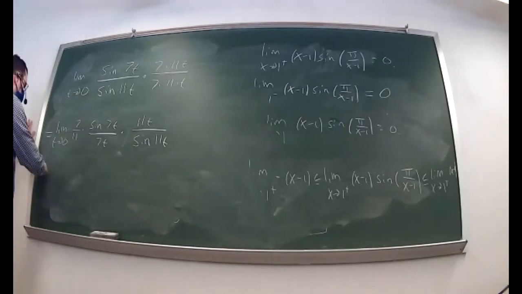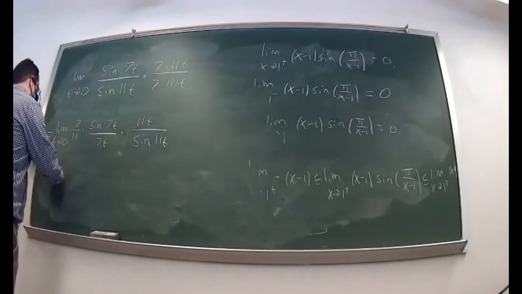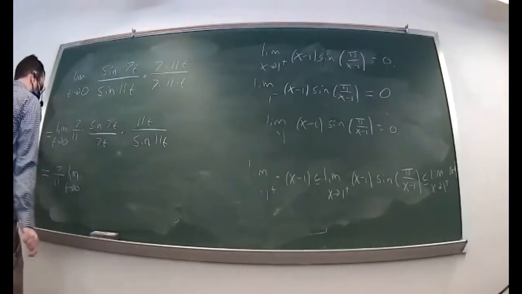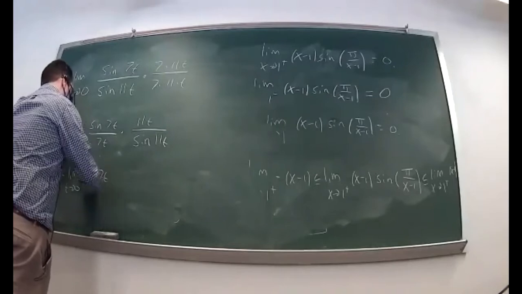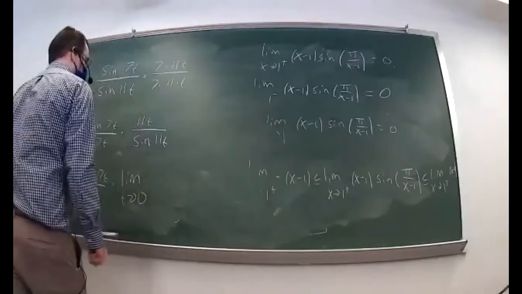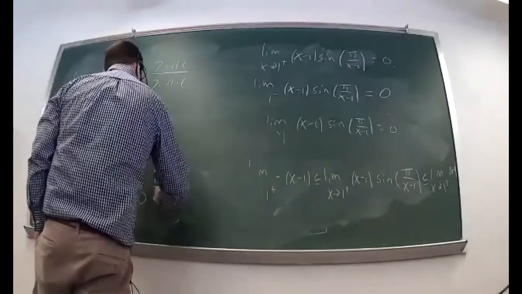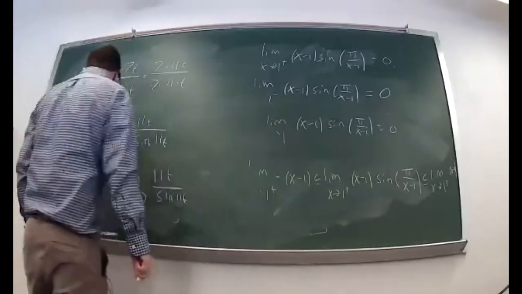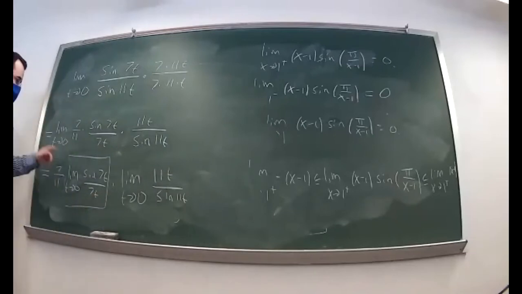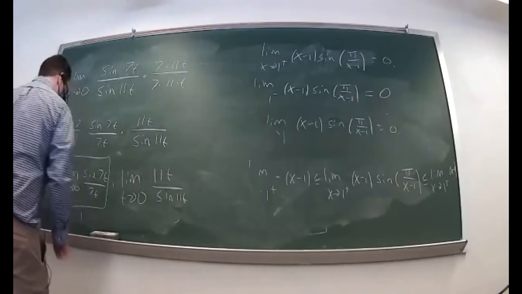And I want to use the limit law now, which says that the limit of the product is the product of the limits. So this is going to be 7/11, just pulling out the constant, which is fine, times the limit as t goes to 0 of sine 7t over 7t, times the limit as t goes to 0 of 11t over sine 11t. And I've already argued before that if I've got sine 7t over 7t as t goes to 0, that's the same thing as 7t goes to 0. So this is going to be 1.